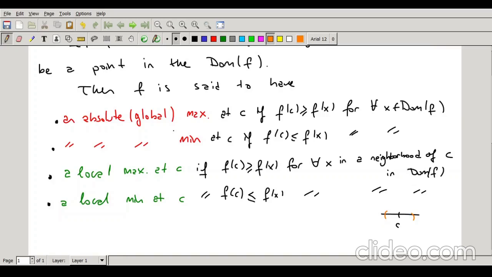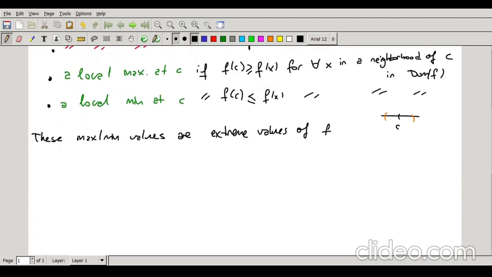In that case, we say these points are maximum and minimum values, or extreme values. Let me write it: these maximum and minimum values, which means the above ones, the absolute maximum, absolute minimum, local maximum or local minimum points, are extreme values of f. Okay, this is what we have as a simple definition.